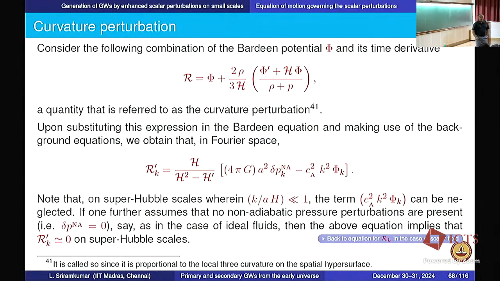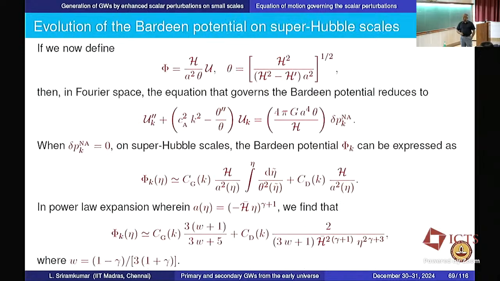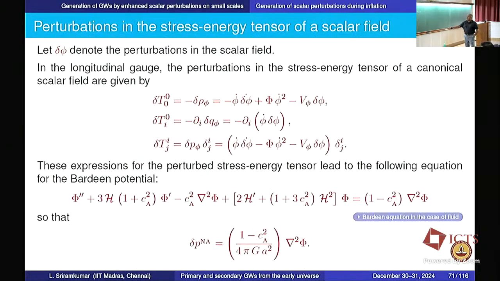And if you recall, what we did was that, on super-Hubble scales, we said this term is very small, and therefore R_k is conserved, provided delta p_NA is 0 in the case of fluids. In the case of scalars, what you essentially find is that delta p_NA is also proportional to k squared phi_k in Fourier space, and therefore R_k will be conserved on super-Hubble scales during inflation.